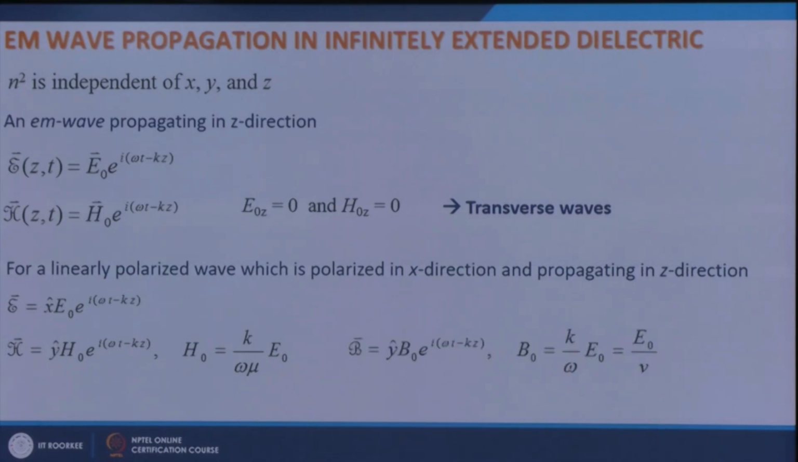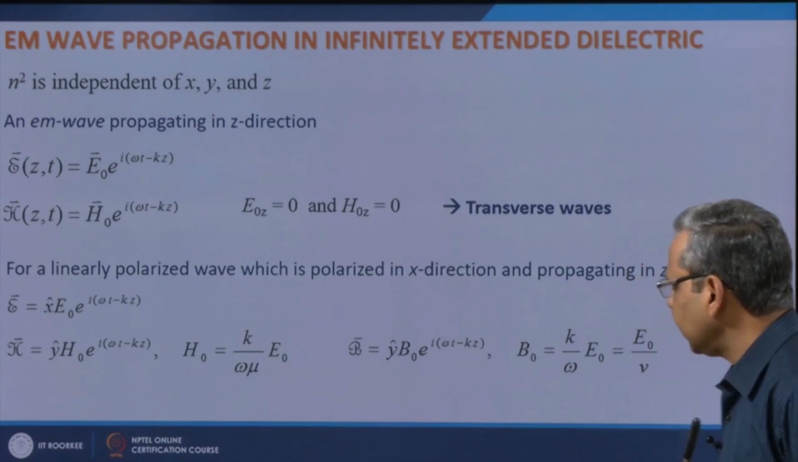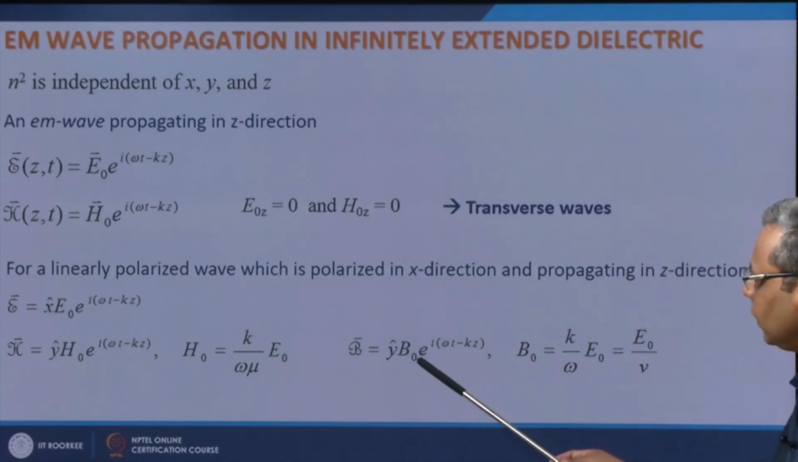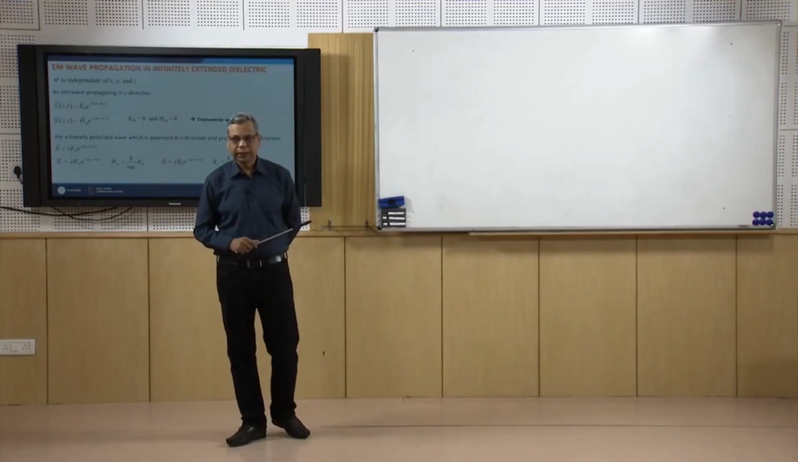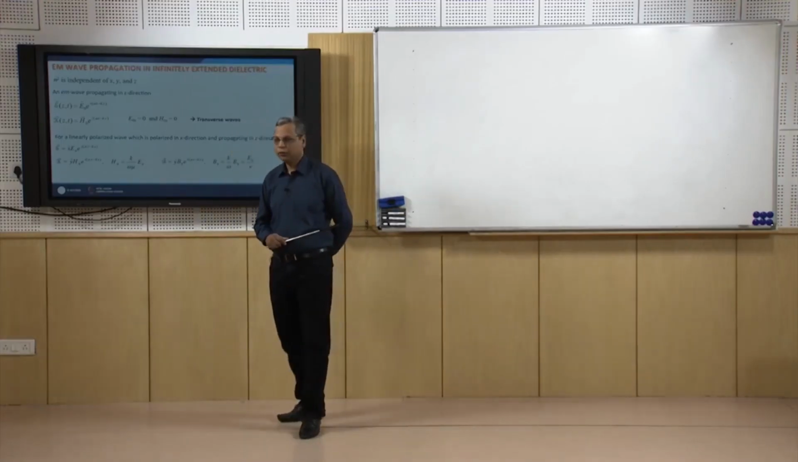I can also write it down in terms of B, since B is equal to mu times H. So, B would be y cap B0 e to the power i(omega t minus kz). So, the amplitude of B is 1 over V times E, and so the amplitude of B is really much smaller than the amplitude of E.